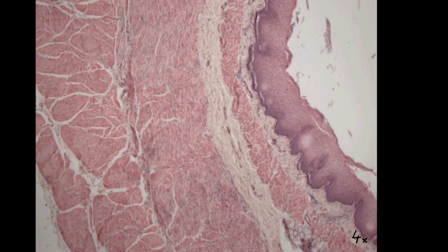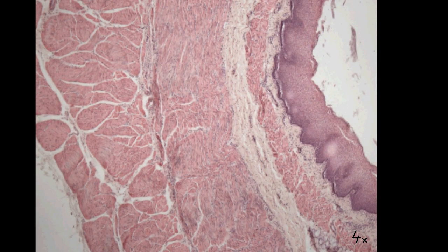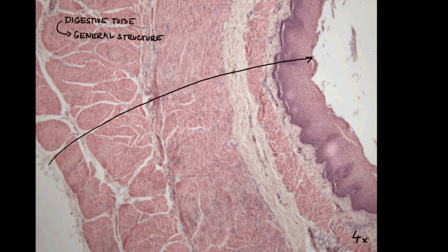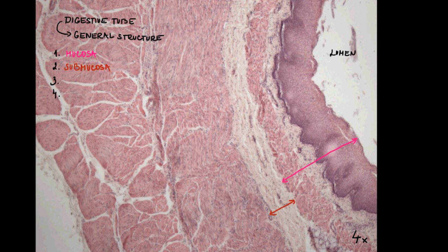The whole system is basically a long tube, which does not have the same diameter or function in all its segments, but the general structure stays the same. The wall is made up of 4 layers. The first one is mucosa. The second one is submucosa, then it's muscularis, and the last one is adventitia or serosa.